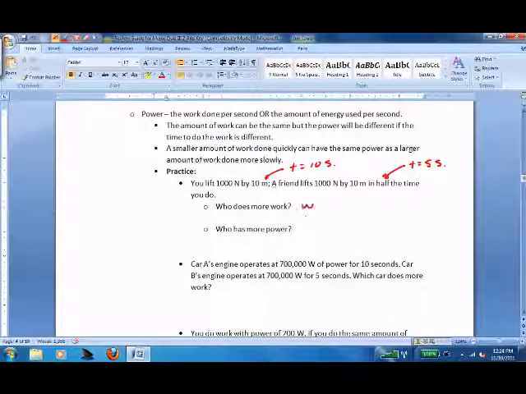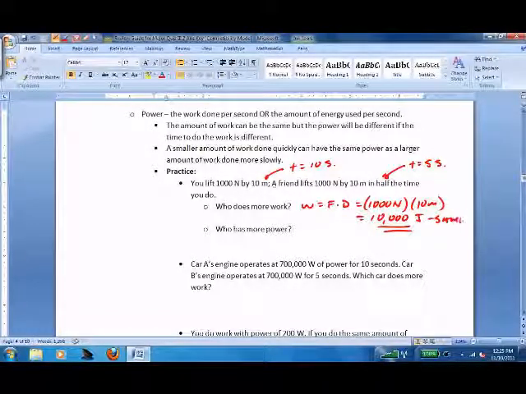Well, work is just force times distance. That isn't different for either one of these, so it's the same. 1,000 newtons times 10 meters. You both do 10,000 joules of work. Same. However, since your friend does it in half the time, friend has more power.